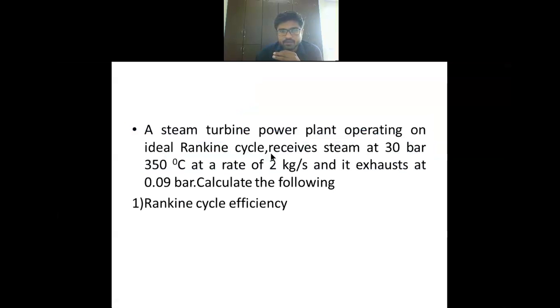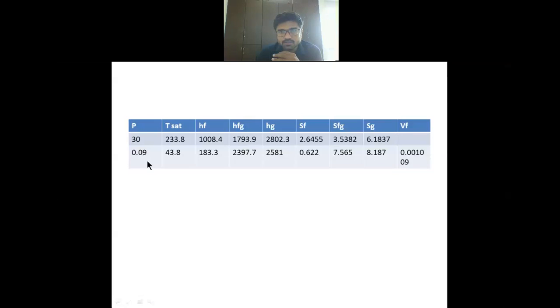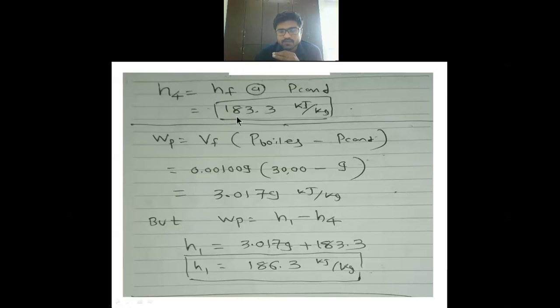Now we will focus on the enthalpy. First we will find out h4. So simple, what is the formula for h4? h4 is equal to hf at p condenser. So you have to take it from the p condenser. This is our p condenser. What is hf? 183.3. So here you can see, we simply put the value from the table.